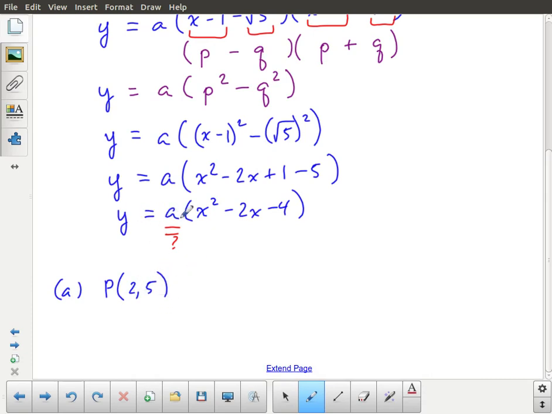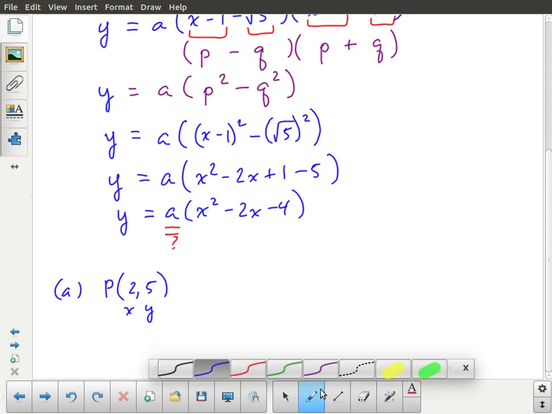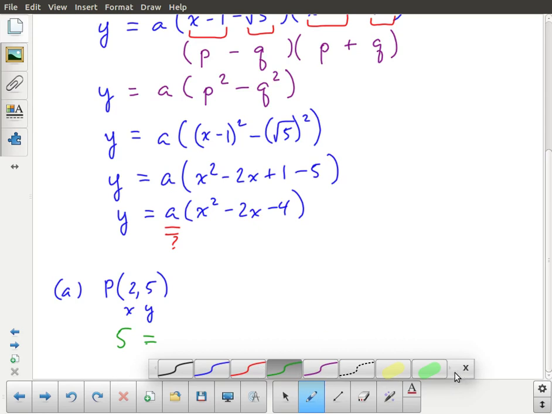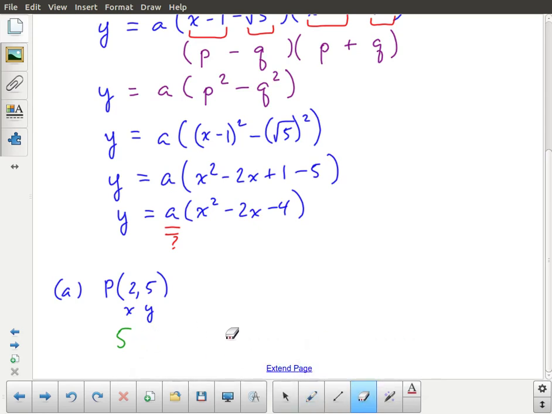In order to solve for a, I sub this in. So this is my x and this is my y. So instead of y, I'm going to sub in my value 5. Why do I keep doing this? Let's try it one more time to get the colors right.